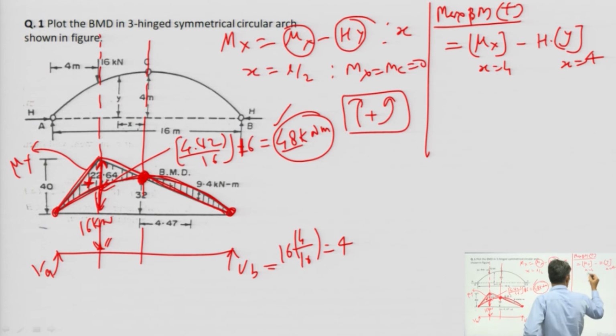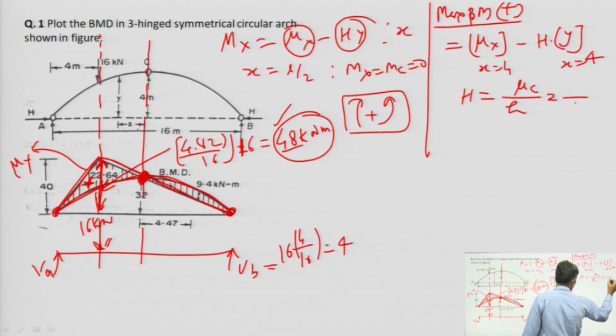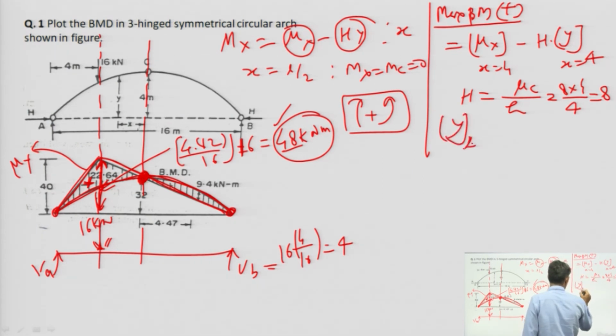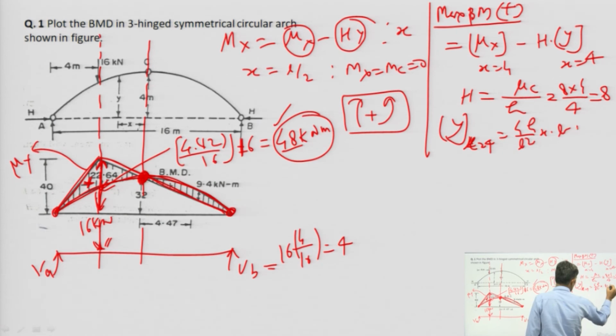Okay. H we need to calculate. The value of h will be h is equal to mu c by rise. So, it is 4 and mu c is 4 into 4, it is the beam moment at the crown, it will be 8 into 4. So, h is 8, okay, and y at x is equal to 4 is 4 h by L square into x into L minus x.